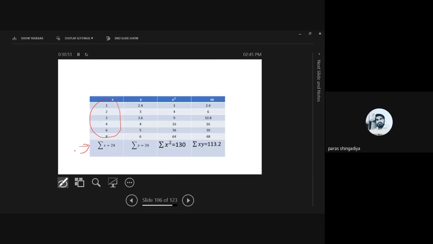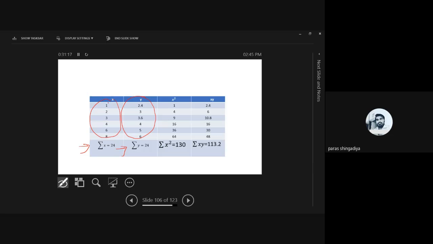Okay, in the second column these are the values of y, so find out the total, that is called sigma y, that will be 24. Check whether the answer is 24 or not. 6 plus 5 plus 4, 15 plus 3. Is it the correct answer? 24. Okay, good.